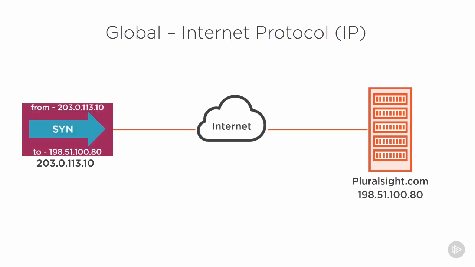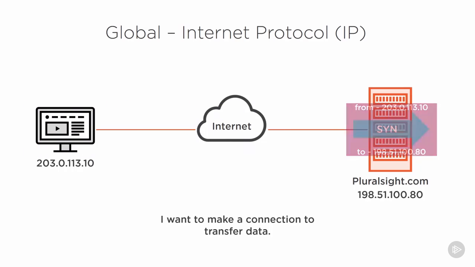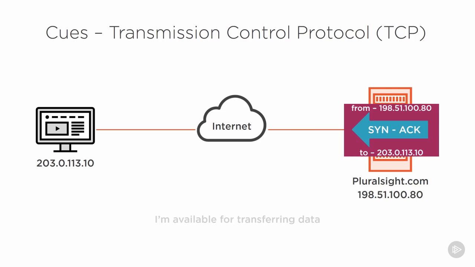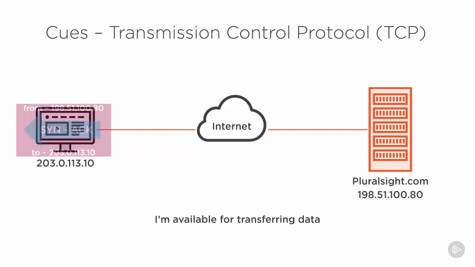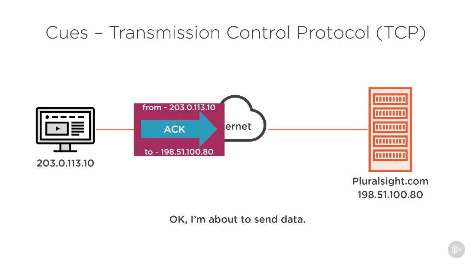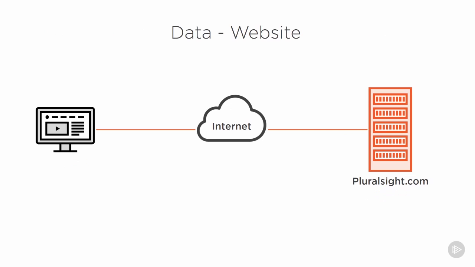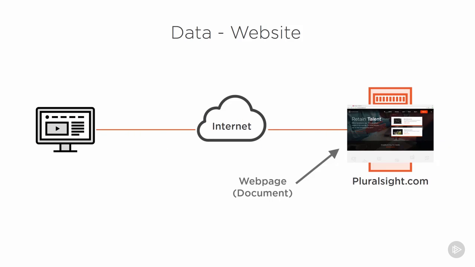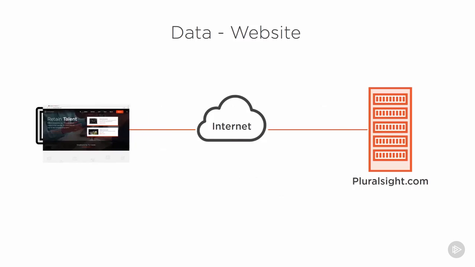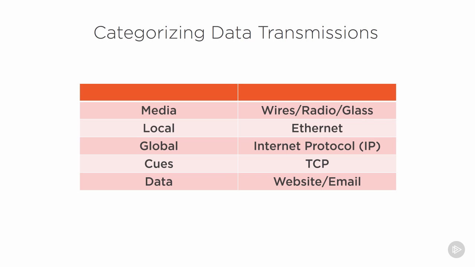So we have our global addressing, we send our SYN, we send our SYN-ACK, we send our ACK. We ask for the website, and Pluralsight sends us the website. So we need wires, radio, or glass, we need Ethernet, we need Internet Protocol, we need TCP. All of that has to be in place simply to be able to send the website.